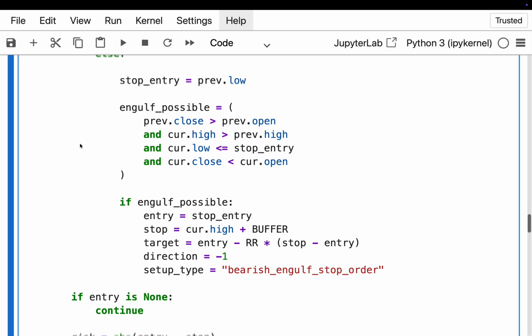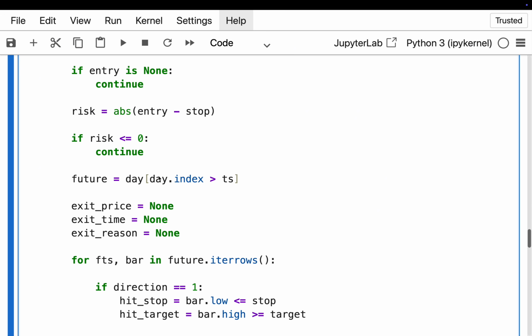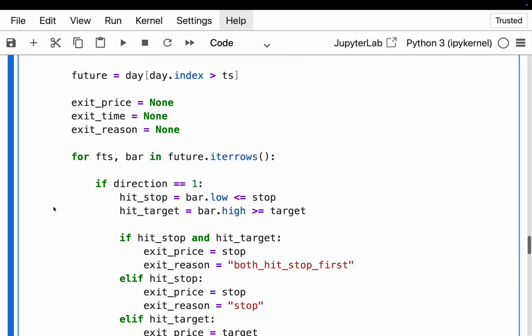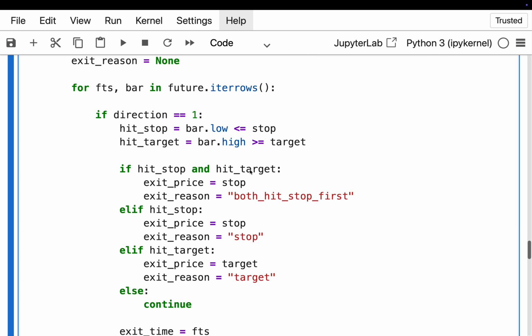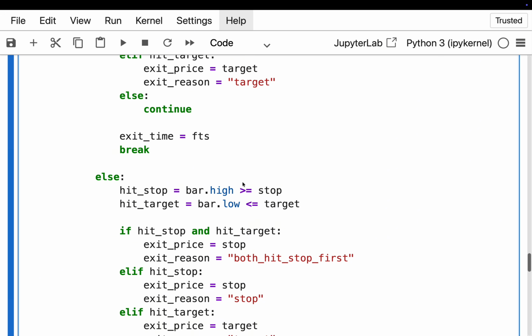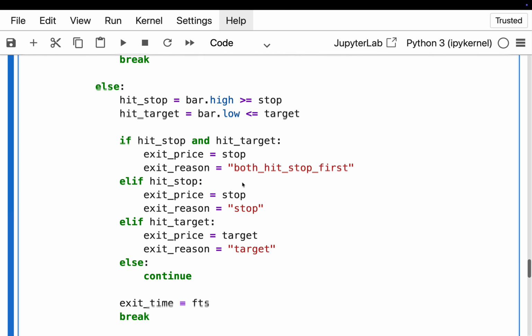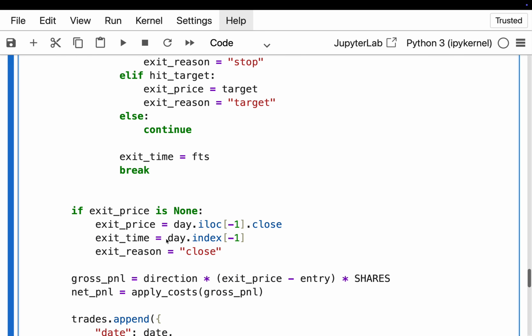Once entry, stop and target are set, we walk forward through the remaining bars looking for an exit. For longs, if the bar's low touches the stop, we are out at the stop. If the high reaches the target, we are out there. If both happen in the same bar, we take the stop. That's the conservative assumption, and it avoids flattering the results. For shorts, same logic inverted. If neither stop nor target is hit by the close of the session, we exit at the last bar's close.